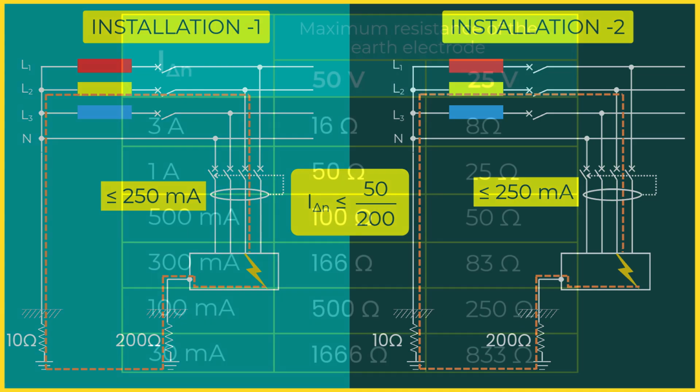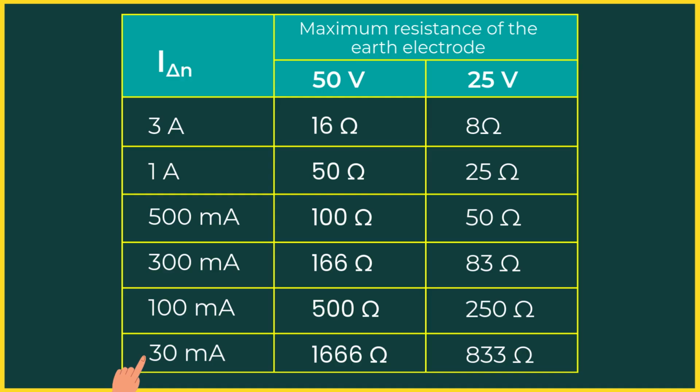From this, we can see that the resistance RA of the earthing system directly affects the required RCD sensitivity. When RCD sensitivity is increased, meaning the rated residual current is reduced, a higher earth resistance is permitted. In other words, the earthing system becomes less demanding. For example, with a 300 mA RCD, the maximum permissible earth resistance is about 166 ohms. If a 100 mA RCD is used, the permissible earth resistance increases to about 500 ohms.